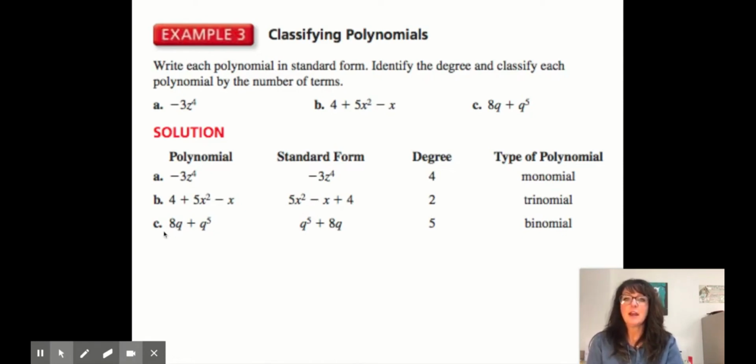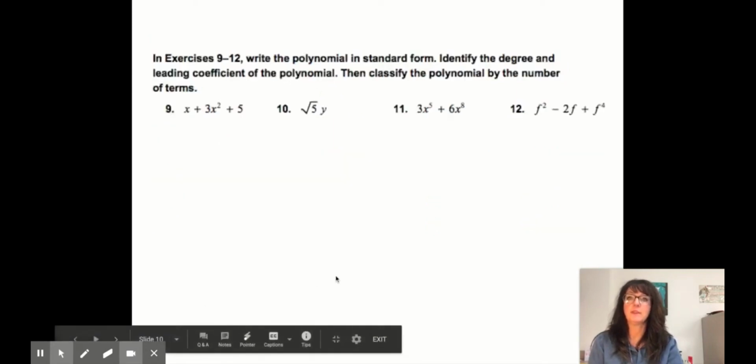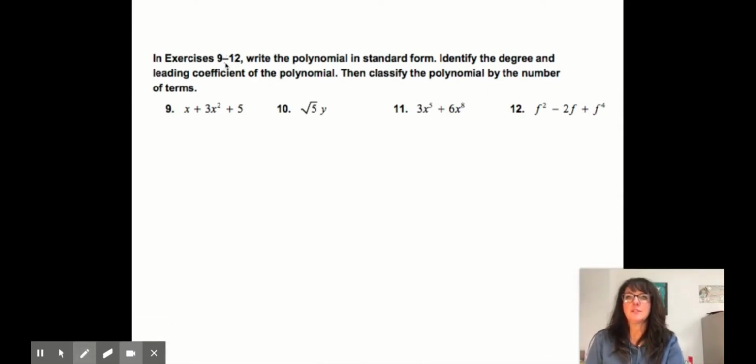All right, here, put them in descending order of the variable. Q to the fifth first plus 8q is a fifth degree binomial because there's two terms. All right, so in working on this problem, it says in exercises 9 through 12, write the polynomial in standard form, identify the degree and leading coefficient of the polynomial, then classify it.